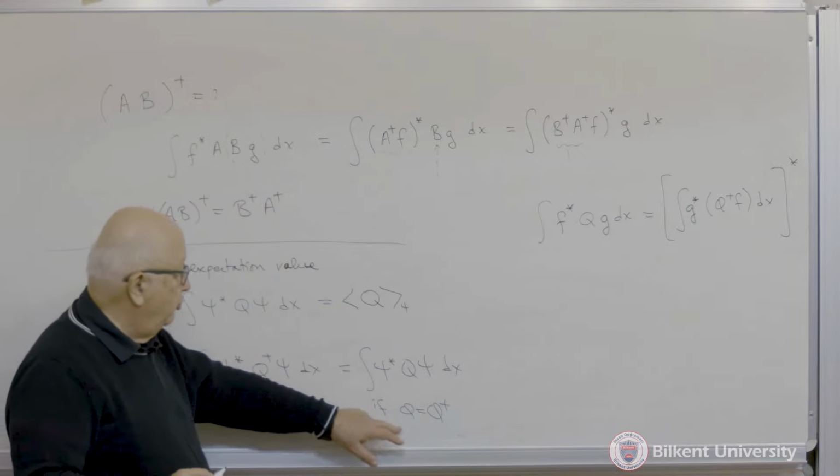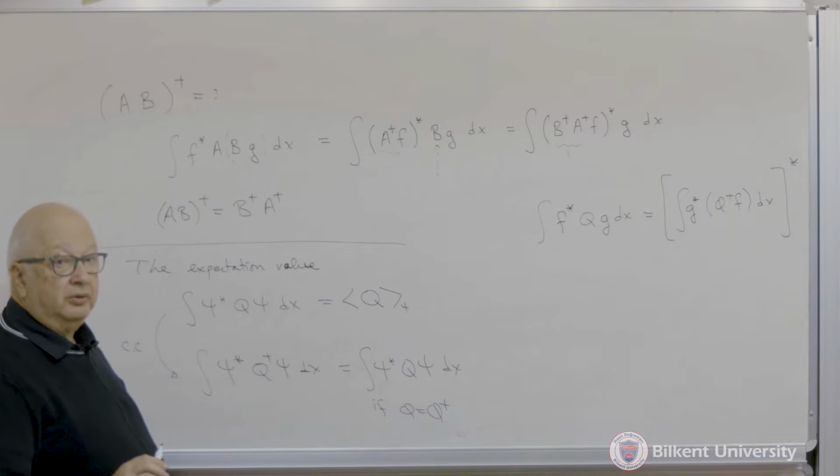So if Q is Hermitian, put your phones away.